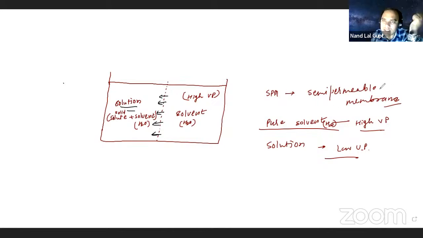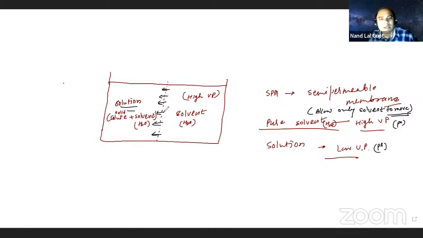And this SPM allows only the solvent particles to move. You have to keep in mind, only the solvent moves. So it is going to move to this side. Why? To equalize the vapor pressure. This is represented by P naught and this is represented by Ps, or only P. Now, this osmosis phenomenon will keep on going.